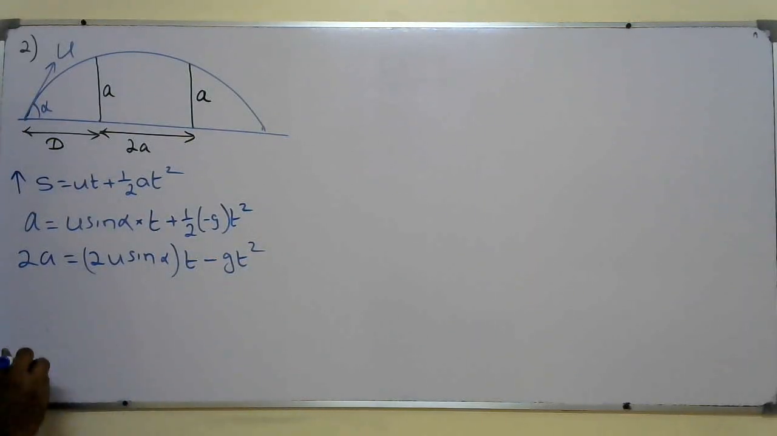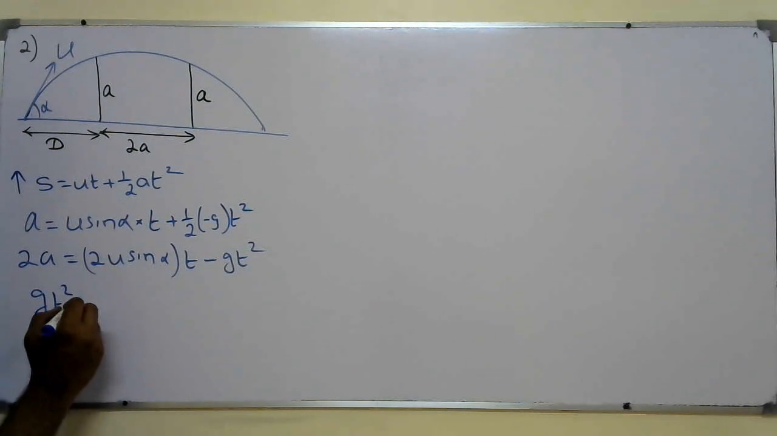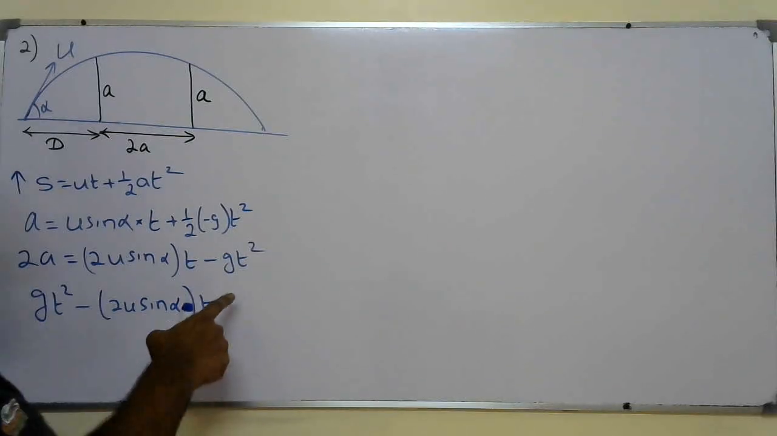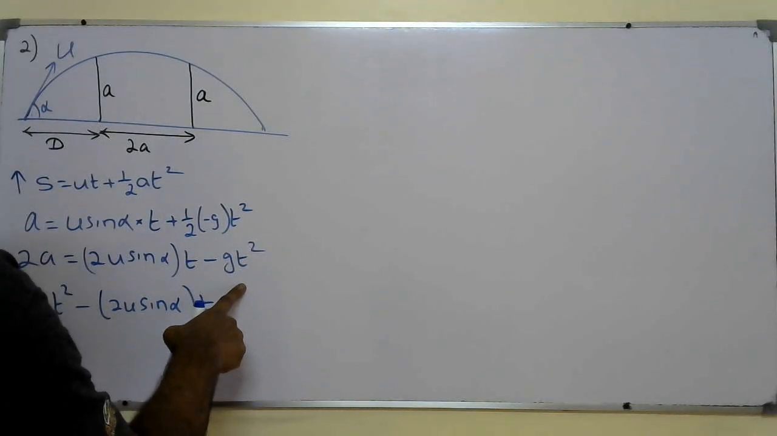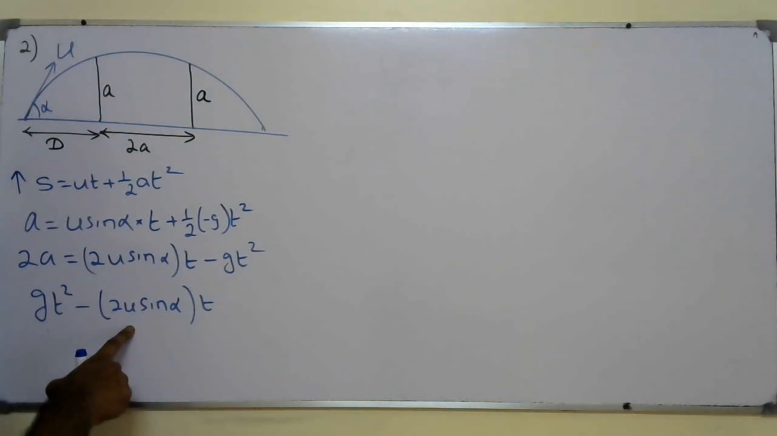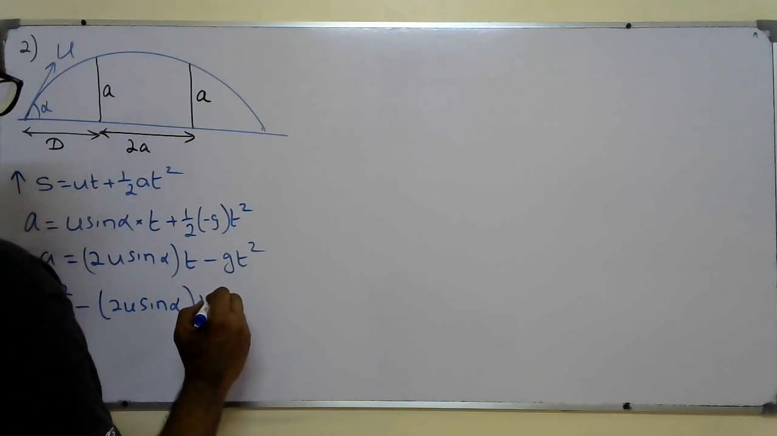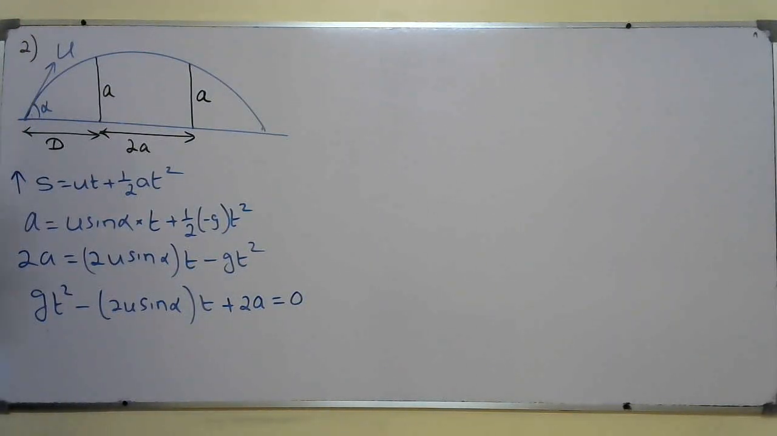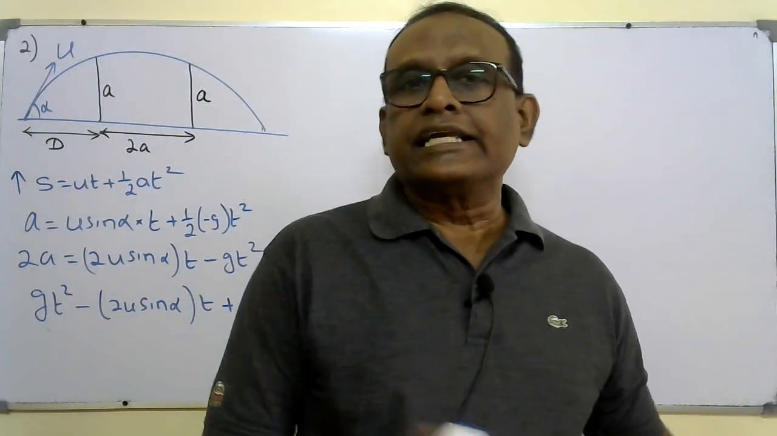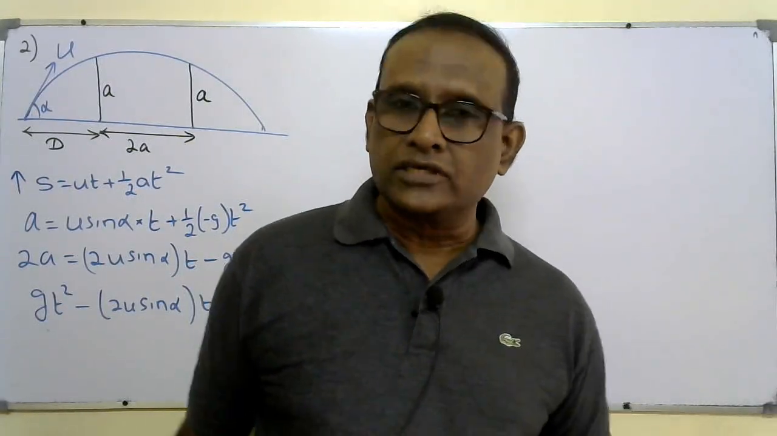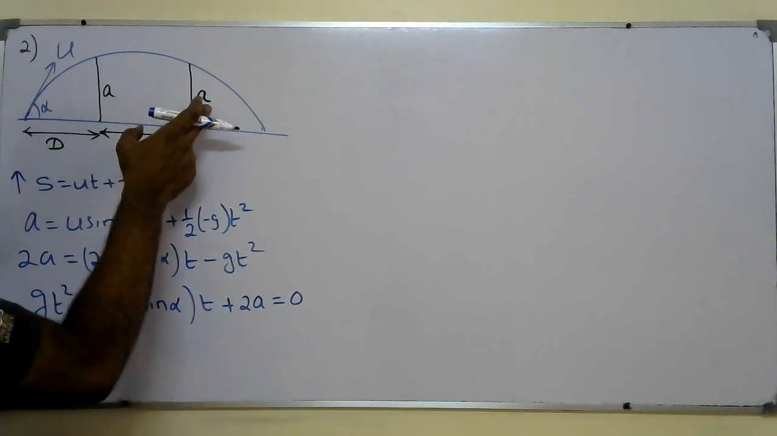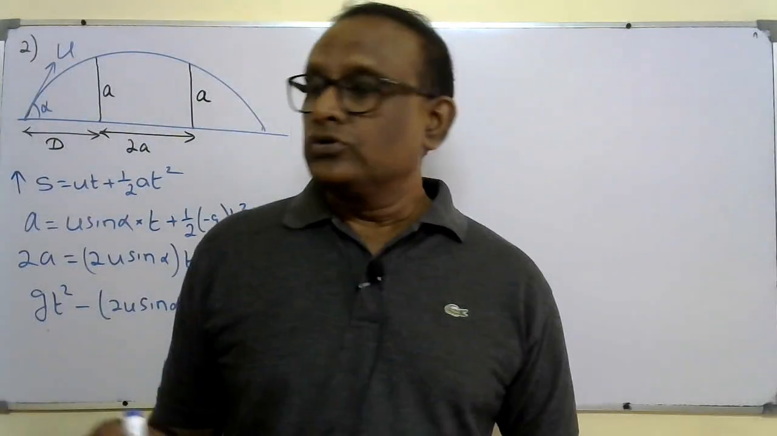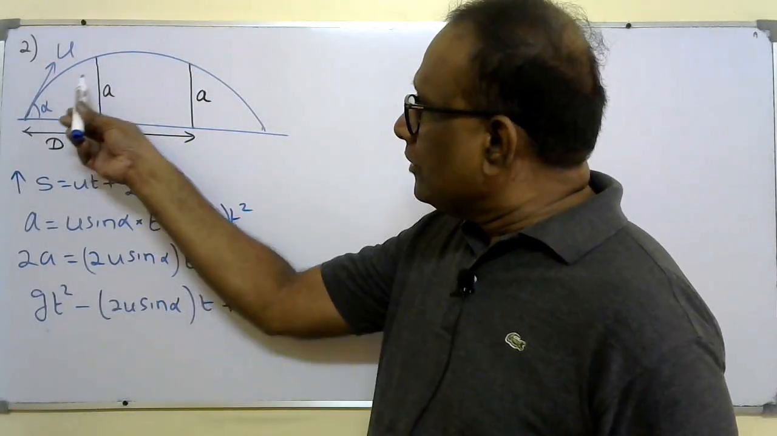I'll rearrange this equation: gt squared minus 2u sine alpha t plus 2a equal to 0. Yeah, so it's a quadratic equation in time. So there will be two real solutions. There must be two real solutions for time because there are two different times to have the same vertical height A.